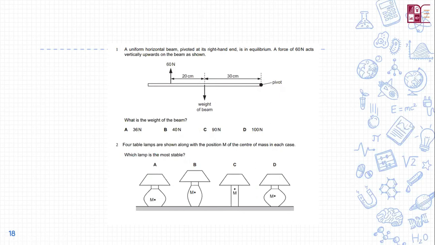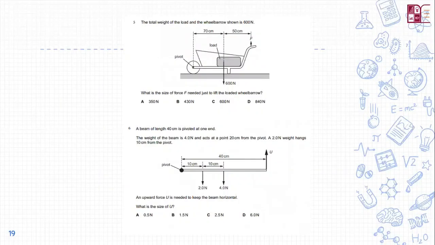4 table lamps are shown along with the position M of the center of mass in each case. Which lamp is the most stable? Now, the one with the greatest base area and the lowest center of gravity is the one that's more stable. So A is the correct answer for this.